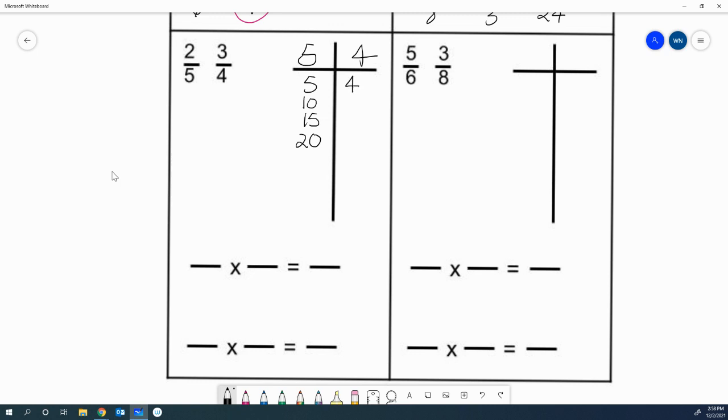4 times 1 is 4. 4 times 2 is 8. 4 times 3 is 12. 4 times 4 is 16, and 4 times 5 is 20. So I know that my least common multiple is 20.